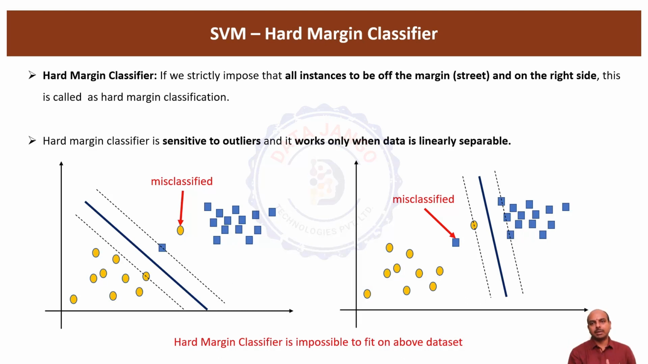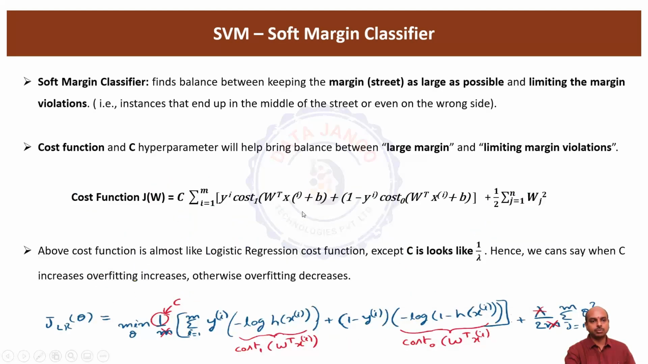So soft margin classifier is always good because you can play with the hyperparameters and make the model work best on the train set and test set both. So let us see what is soft margin classifier and how to build that. Soft margin classifier always tries to find a balance between the margin, the street, the space between the two support vectors, as large as possible, and limiting the margin violation.